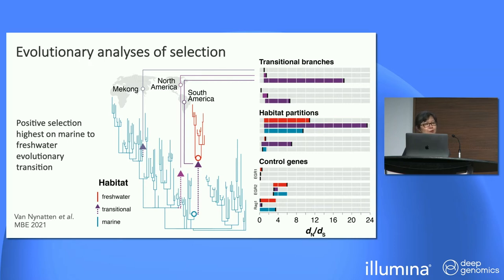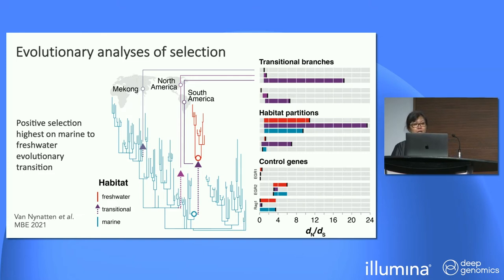And so what he found using these lineage-specific codon models is that, in fact, the highest levels of positive selection were found on this transition in South America, right? And as you can see here, he showed that using two different kinds of codon-based models, one of which was more constrained than the other. And he showed the highest levels of positive selection on that transition. And this high level of selection was actually even higher than what was found in the subsequent radiation. So as you can see, in comparison to the subsequent radiation here, all right?